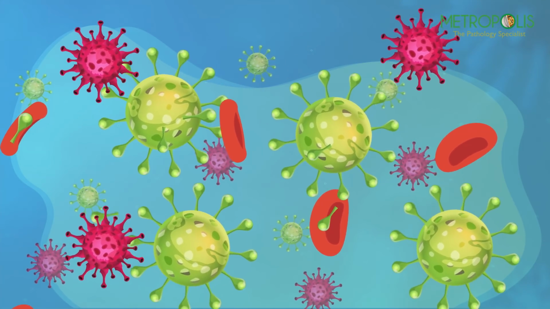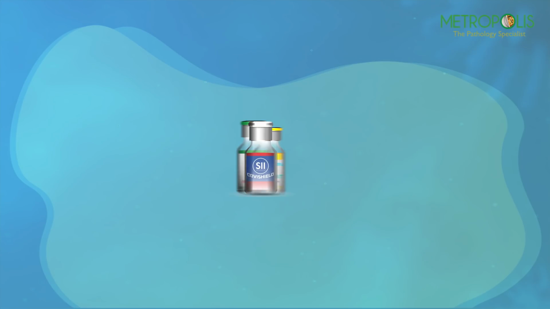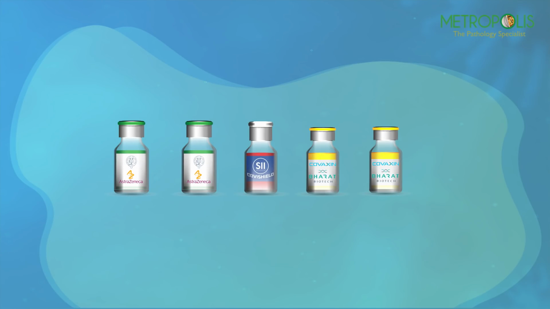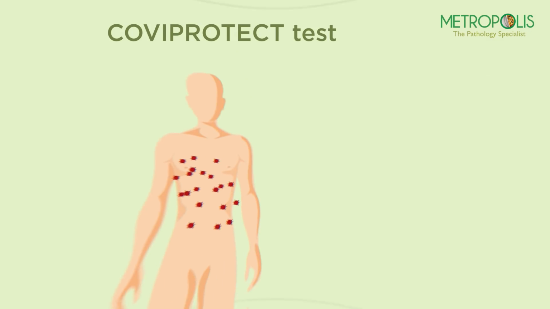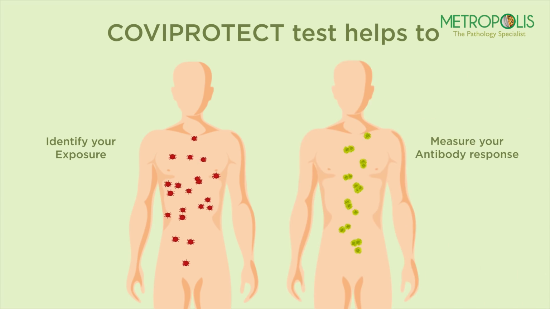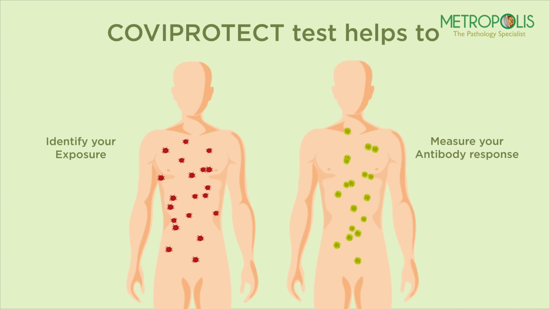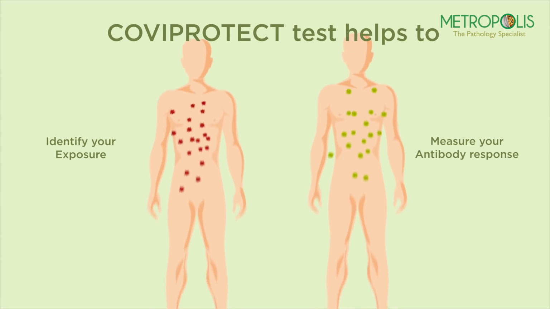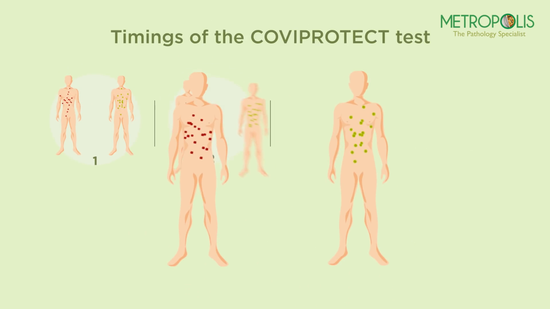Most current COVID-19 vaccines, either approved or in development, induce antibody response against the viral spike protein. The COVIPROTECT test helps to identify your exposure to the SARS-CoV-2 virus, and measure your antibody response to vaccination, indicative of the effectiveness of a vaccine. Timing of the COVIPROTECT test.